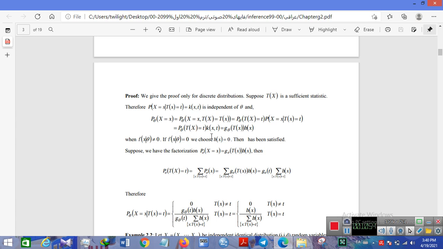So in the second part, suppose we have this factorization. We should show that T(x) is sufficient.